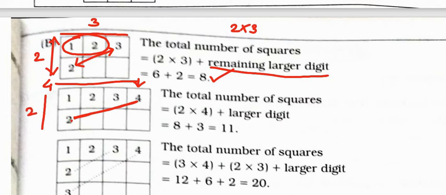Because how many parts are there? 1 2 3 4 parts. Therefore take this 4 number. Here it is 2 parts. Okay, now the remaining larger digit. Which larger digit remains? 3, and therefore 4 2s are 8 plus 3, that is 11 square.